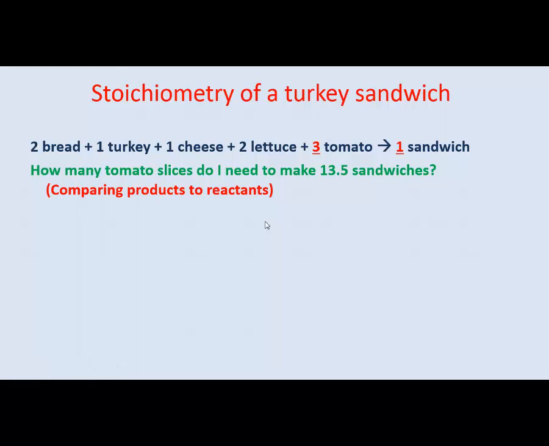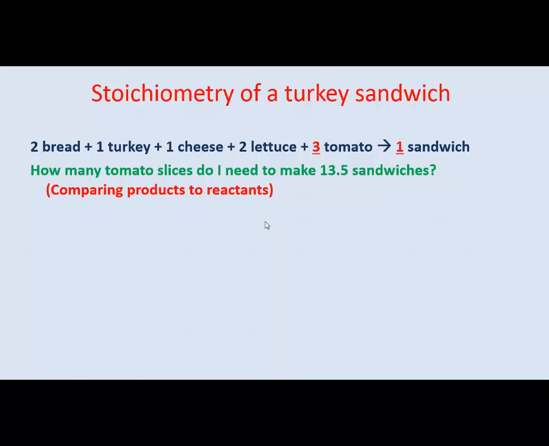Let's try working this type of calculation backwards. Let's say we're told we want to be able to make 13.5 sandwiches, and I'd like to predict how many slices of tomato that I might want to cut. And you probably do these types of predictions in your home all the time when you're putting together sandwiches.